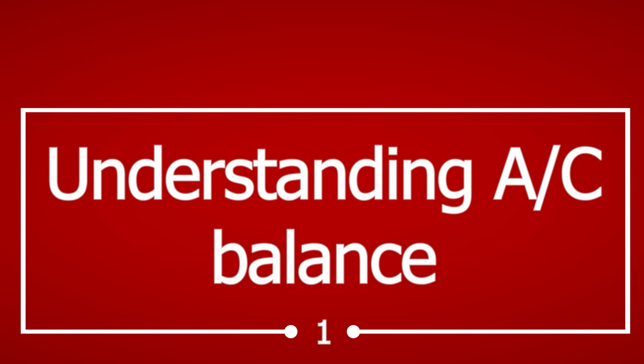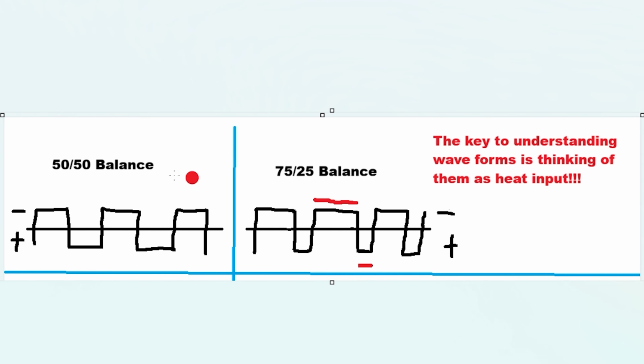So now let's talk about the very important control of AC balance. This is a typical balanced AC. This is 50-50, so it's 50% negative penetration, 50% positive cleaning action. This would be typical of a transformer machine that did not have adjustable AC balance.